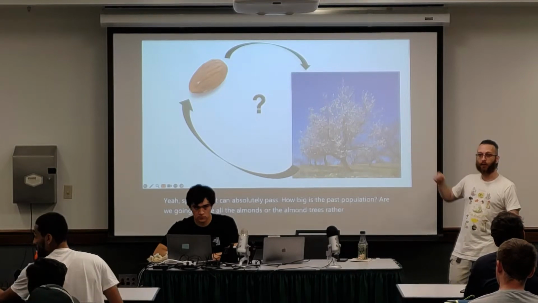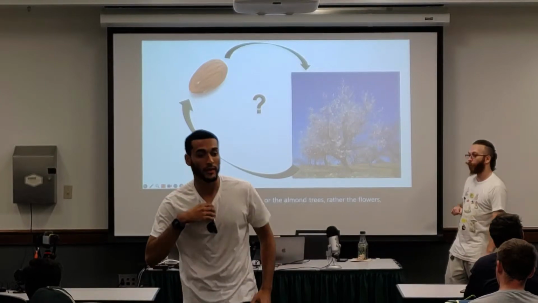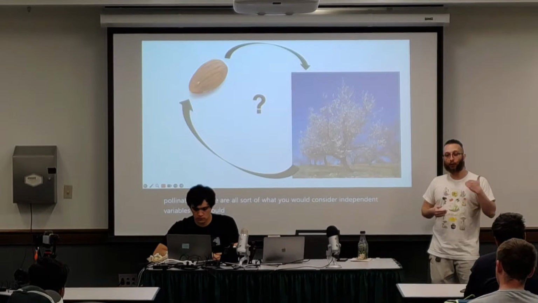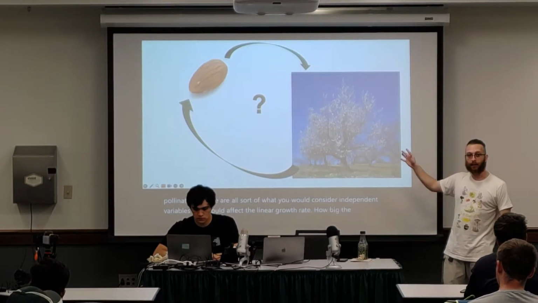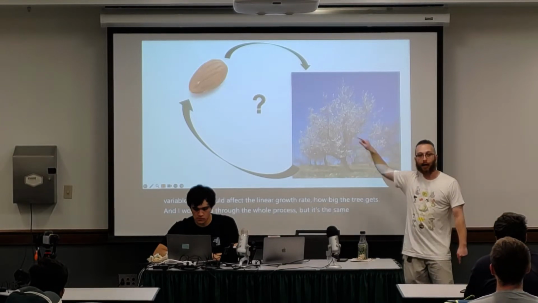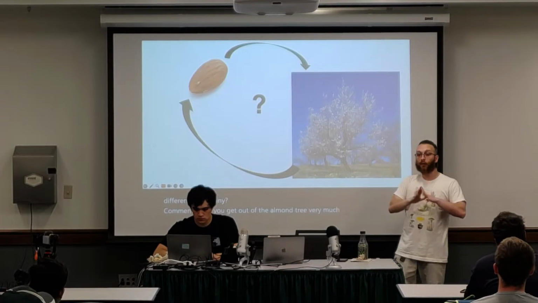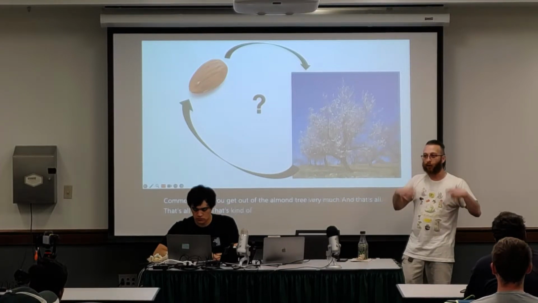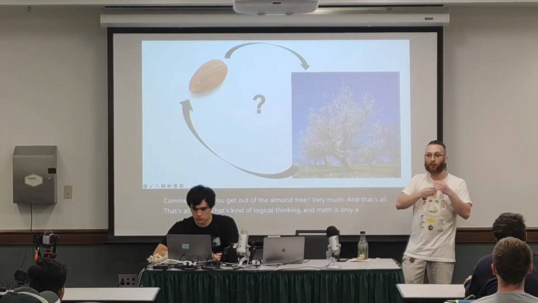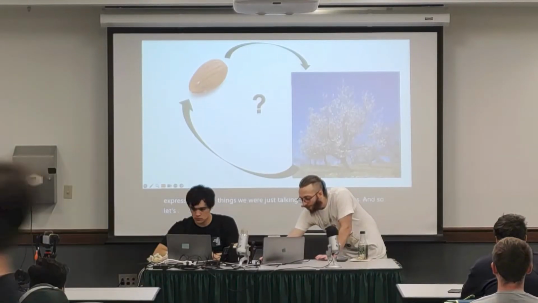The flowers, pollinators. These are all what you would consider independent variables that would affect the linear growth rate, how big the tree gets. And I won't step through the whole process, but it's the same story but different. How many almonds can you get out of the almond tree? Very much, and that's all math. That's kind of logical thinking. And math is only a logical expression of the things we were just talking about. That's all it is. And so let's see if we can dig into that.